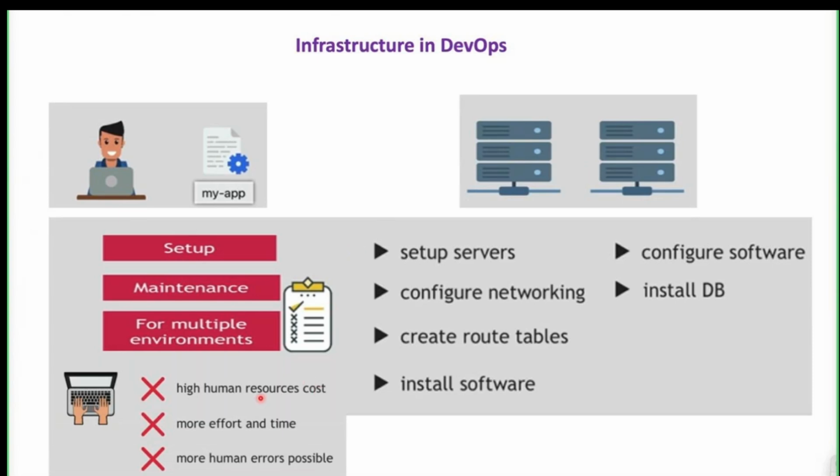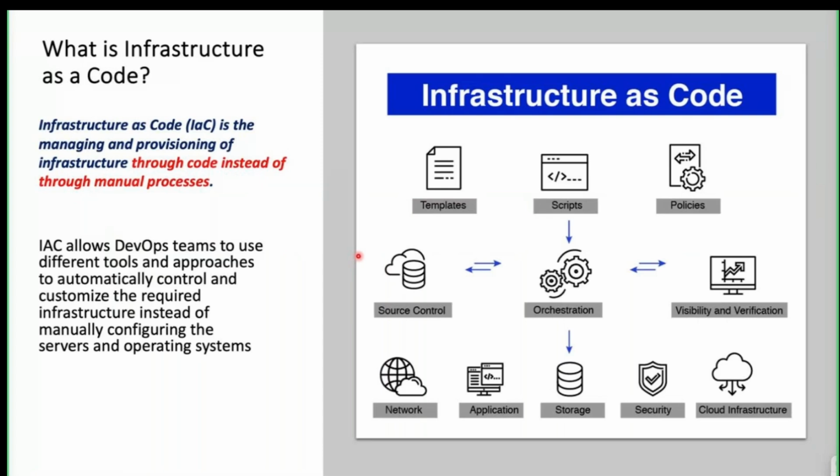So there is a high human cost involved, and it is a time-consuming process, and there is a chance for human error, right? These are the problems in the traditional way to create the infrastructure. To avoid these kinds of problems, we came into the concept called infrastructure as code. What is infrastructure as code?